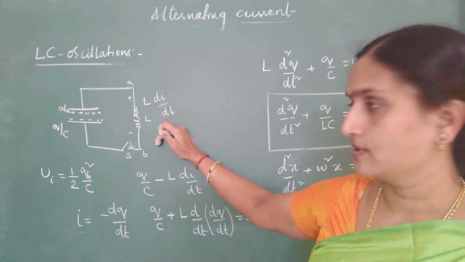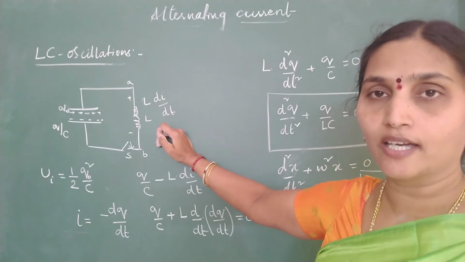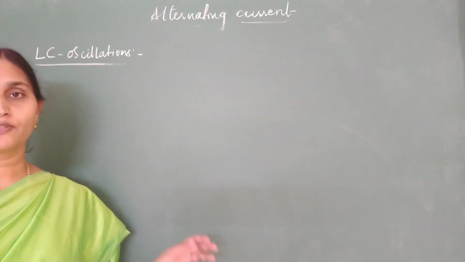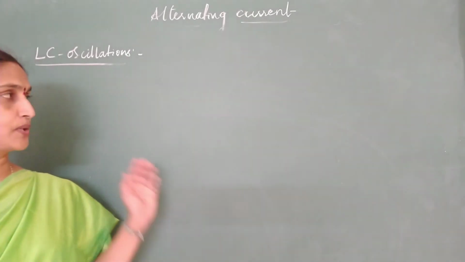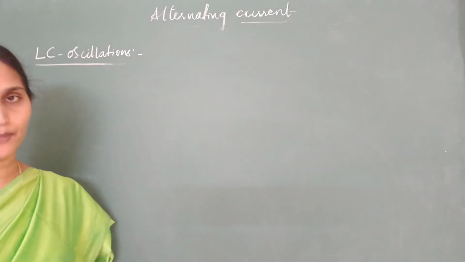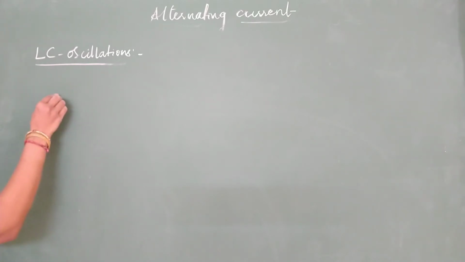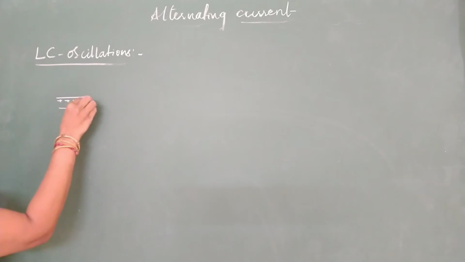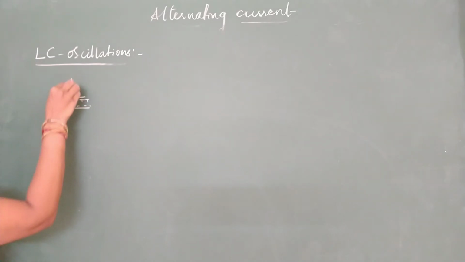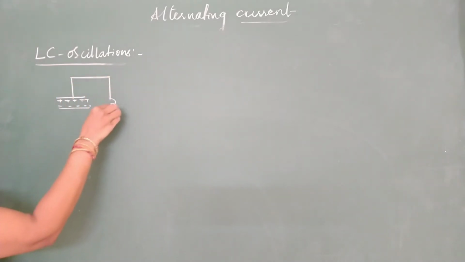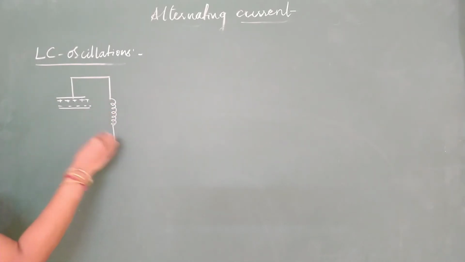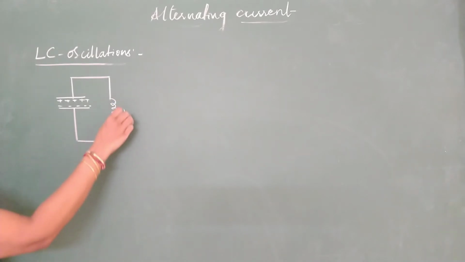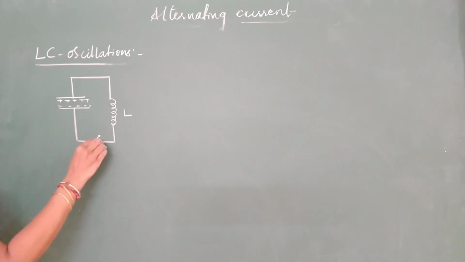in the diagrammatic representation. Look at the second method of explaining LC oscillations. Now look at the qualitative explanation of LC oscillations by using energy stored by inductor and capacitor. So let us start with a charged capacitor, which is completely storing energy in the form of electric field, and we are connecting it to an inductor. Let the inductance be L through a switch.